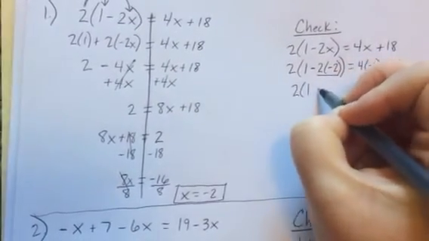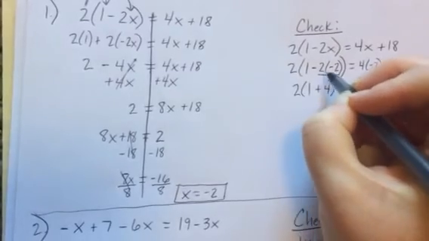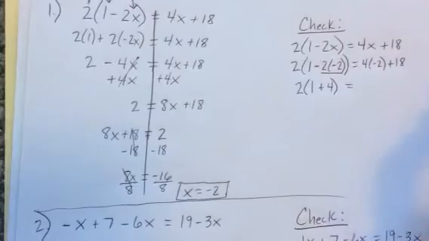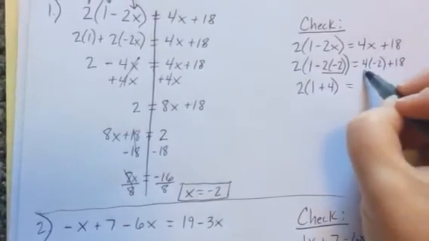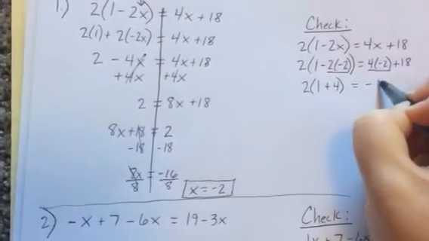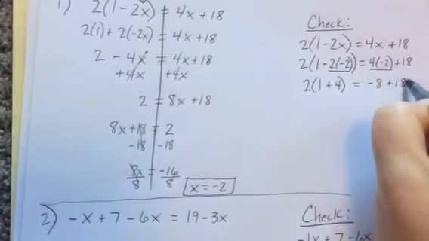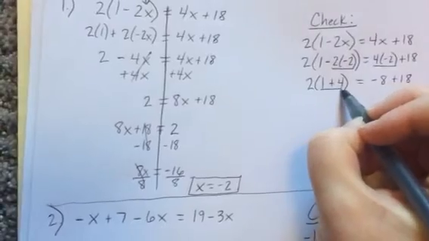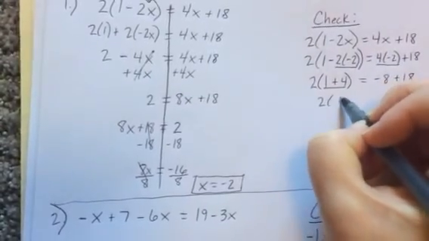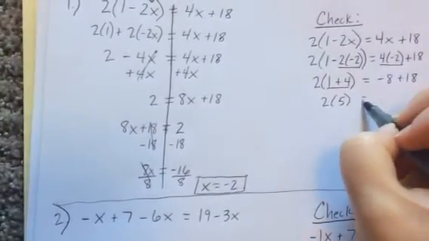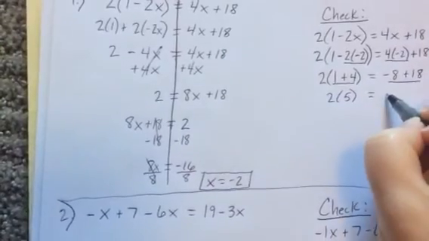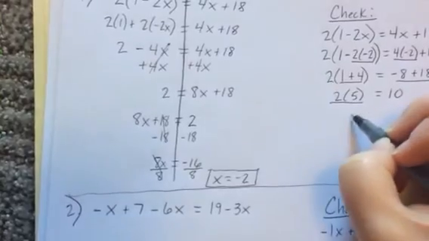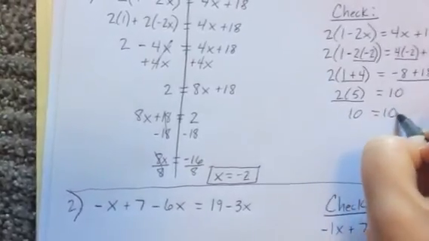So what I'll have here is 1, and it's actually plus 4. Because negative 2 times negative 2 is positive 4. Over here I'm going to multiply before I add. Back to the left side, I've got to finish out what's in those parentheses. So that's actually 2 times 5, because 1 plus 4 is 5. Over here I can finish this out, so that's going to be negative 8 plus 18, which is 10. And 2 times 5 on the other side is also 10, so it made our equation true.